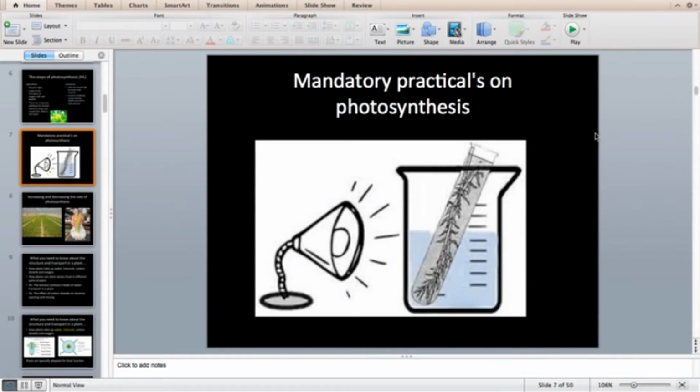Then what you do is you use a meter stick and a light to move light towards and away from an aquatic plant called Elodea. Then what you do is you count the number of bubbles per minute that Elodea makes.